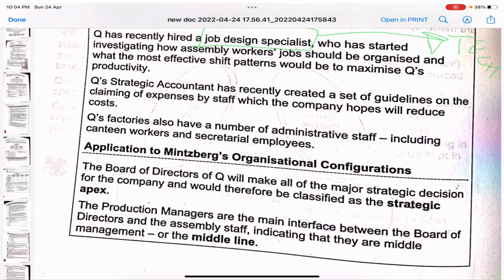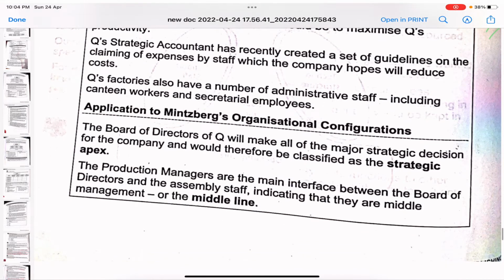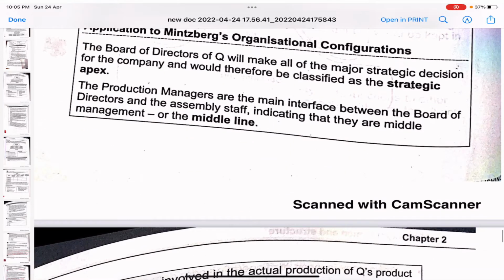Q's strategic accountant has recently created a set of guidelines on claiming expenses by staff, which the company hopes will reduce costs. So the strategic accountant is also part of the technostructure because they are helping in finding this. We have read about it earlier. Q's factories also have a number of administrative staff, including canteen workers and secretarial employees, obviously support staff. Let us just see if our answers are correct or not.